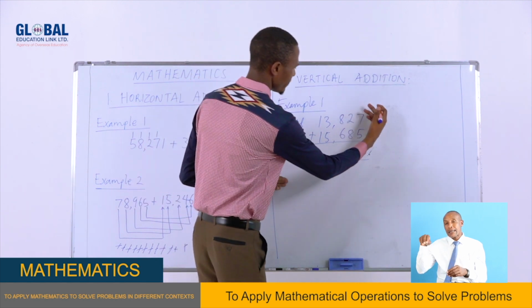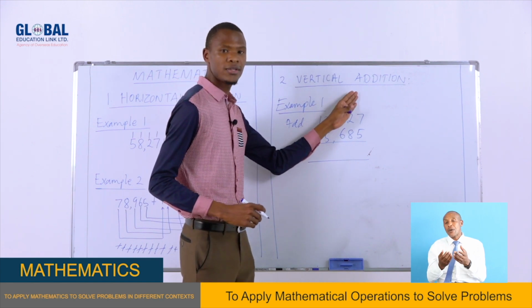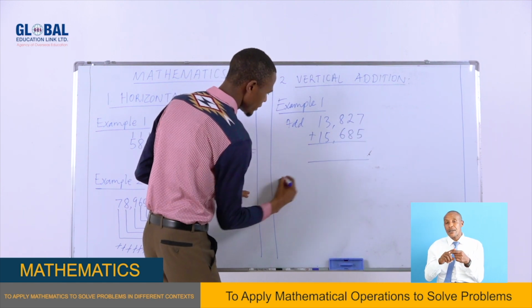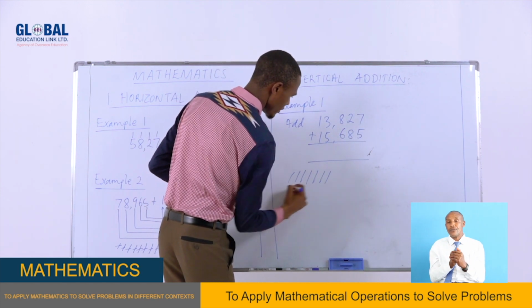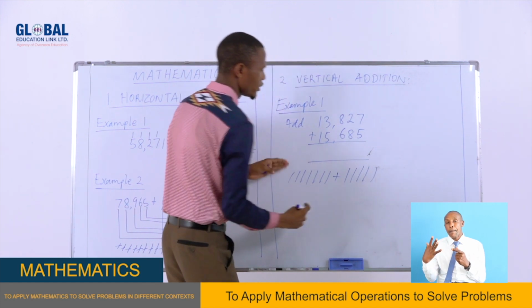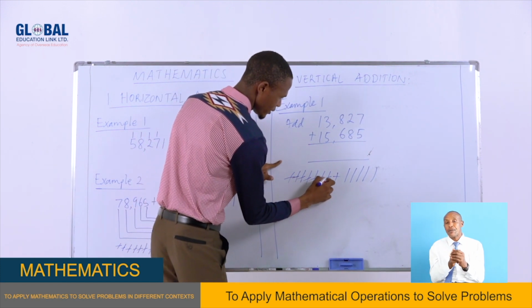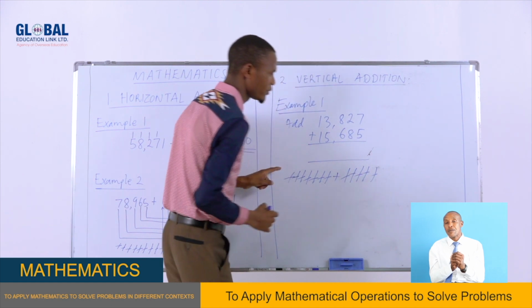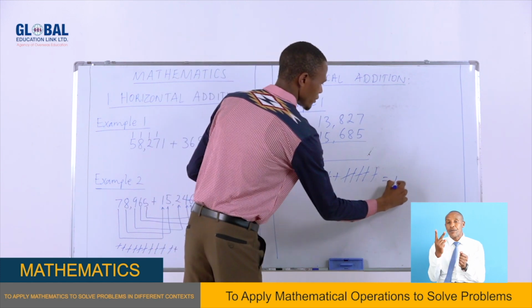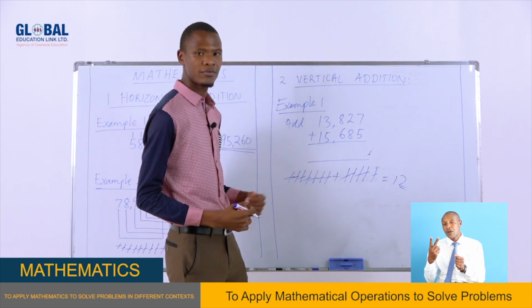Here, in the place of ones, we have 7 and 5. So we need to count 7 tallies, and then we add 5 more tallies. So 7 tallies, 1, 2, 3, 4, 5, 6, 7. And then we add 5 more tallies, 1, 2, 3, 4, 5. To get a sum, you count all tallies. 1, 2, 3, 4, 5, 6, 7, 8, 9, 10, 11, 12. Therefore, the sum of 7 plus 5 is 12. So we need to write 2 in the place of 1s, and then we carry 1 forward.